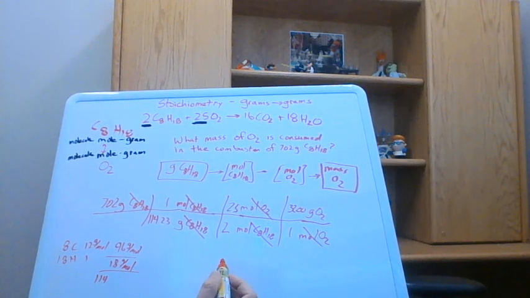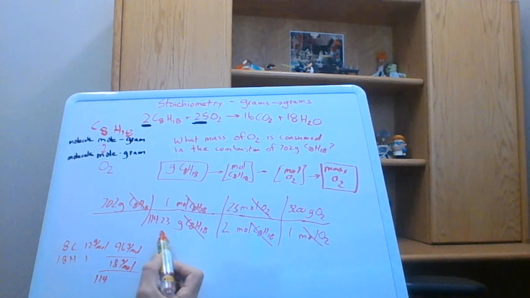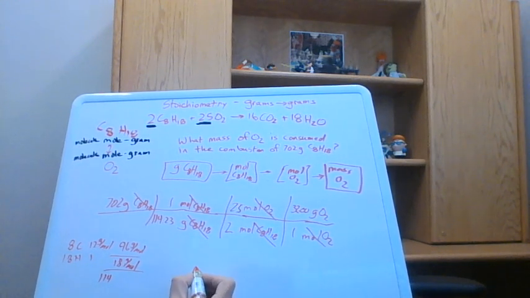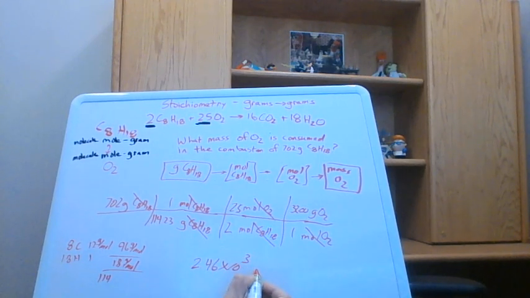So if we plug that in our calculators, we're going to multiply everything on top and divide it by everything on the bottom. You should get something like 2.46 times 10 to the third grams of O2.